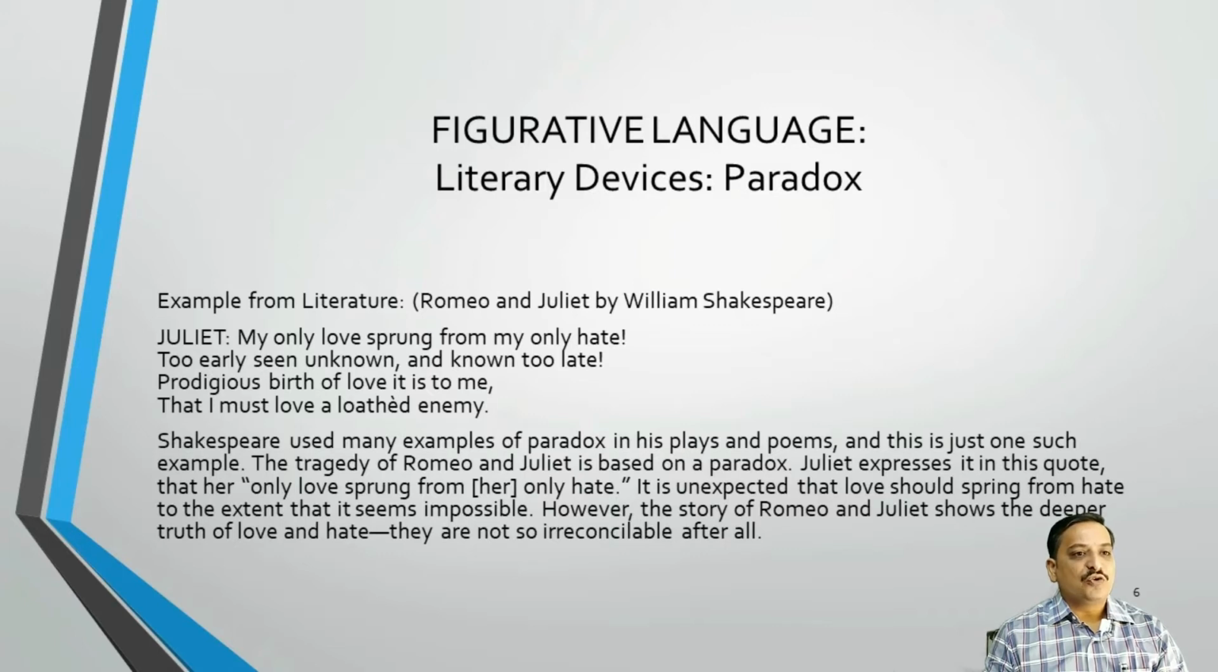The tragedy of Romeo and Juliet is based on a paradox. Juliet expresses it in this quote that her only love sprung from her only hate. It is expected that love should not spring from hate, to the extent that it seems impossible. However, the story of Romeo and Juliet shows the deep truth of love and hate. They are so irreconcilable after all.